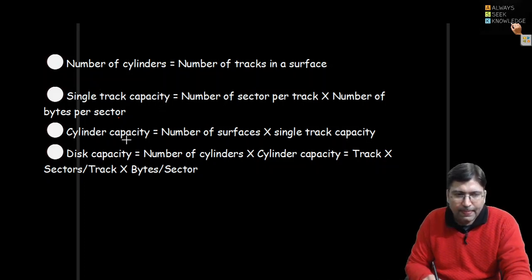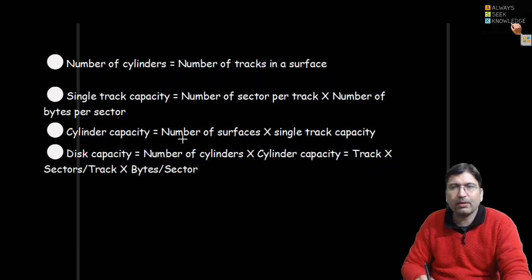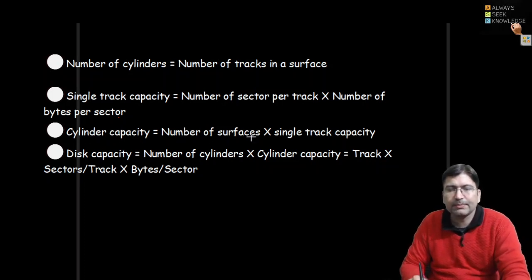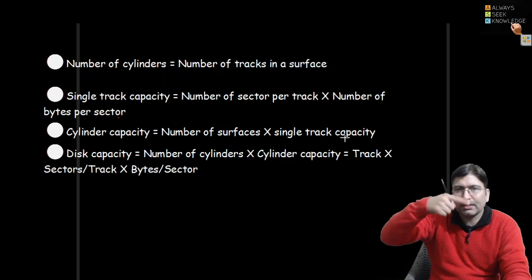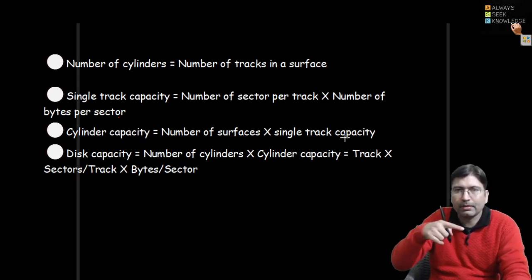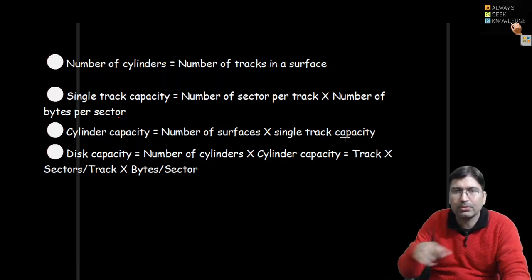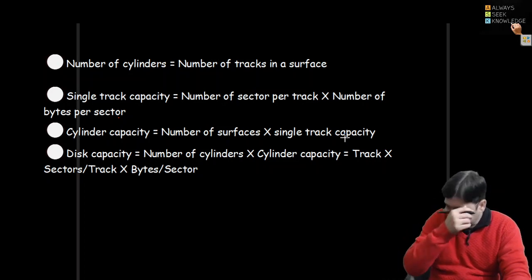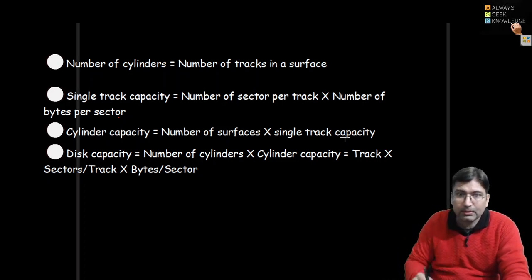Cylinder capacity. The cylinder capacity is dependent on the number of surfaces and the track capacity. On one surface there is a track capable of storing some data. Then on another surface there is a track capable of storing some data. So if there are n surfaces, there are n tracks, so we multiply the number of surfaces with the track capacity.